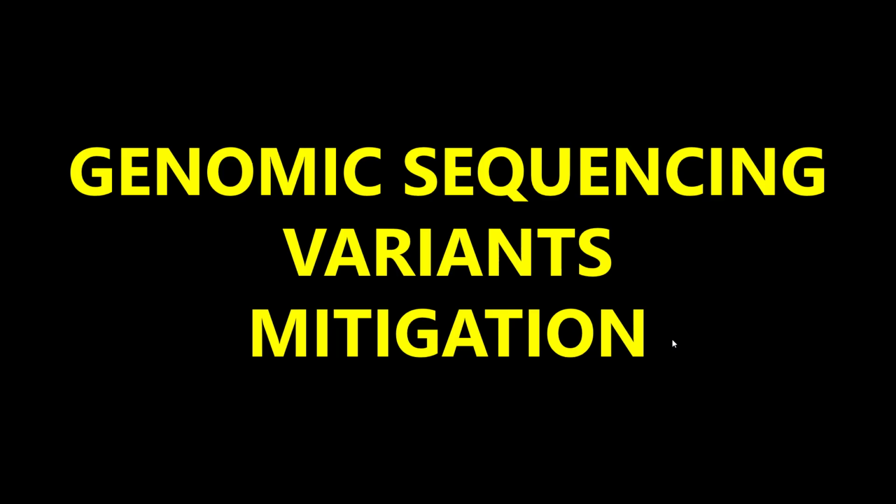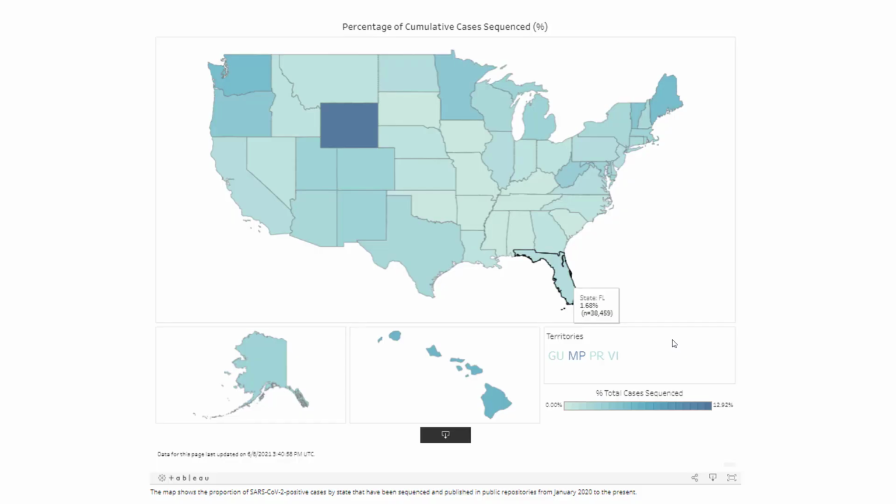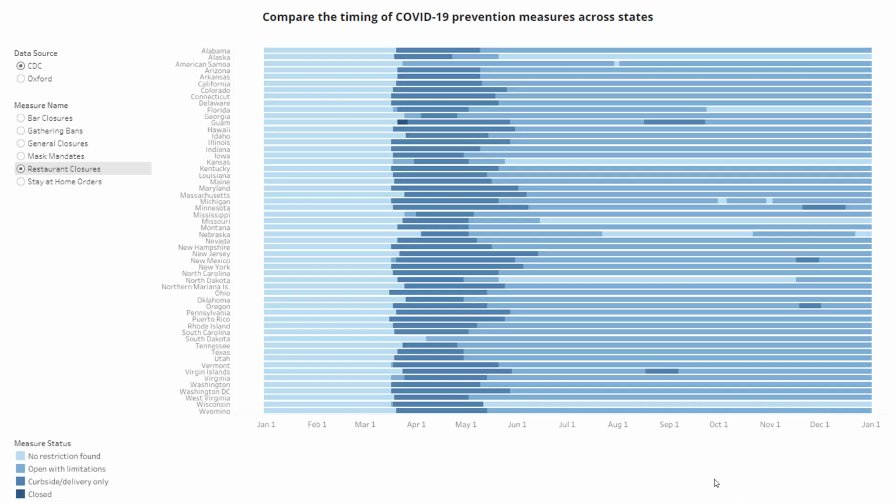What about some other things like genomic sequencing, variants, even mitigation? Those are some cool things that I found on the CDC data tracker as well. Again, I won't belabor this because the information is not that granular when you get to cases sequenced, but you can actually look. We've apparently sequenced over 38,000 cases in Florida, which represents 1.68% of all cases. And you can look at that across all states and even download the information into an Excel spreadsheet.